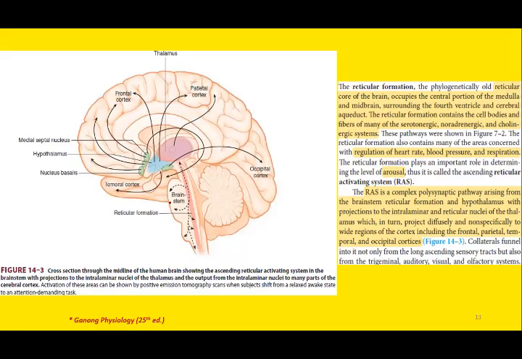So besides the role of reticular formation in wakefulness or arousal, there are other functions of the reticular activating system as well. For example, this system is responsible for regulation of heart rate, regulation of arterial pressure, regulation of blood flow, and regulation of circulation.